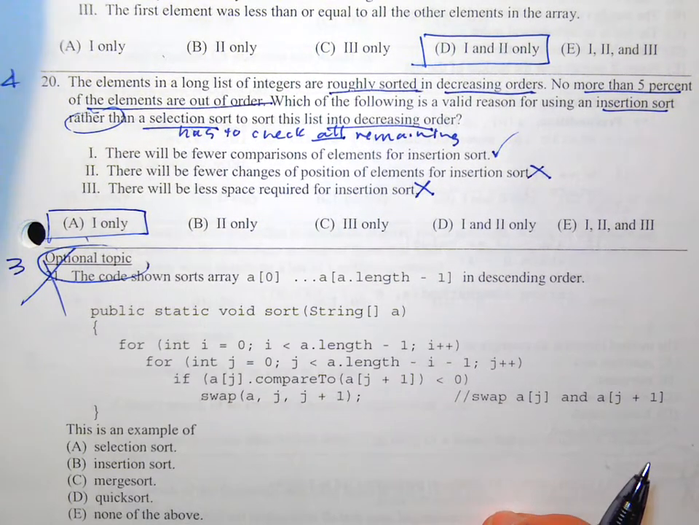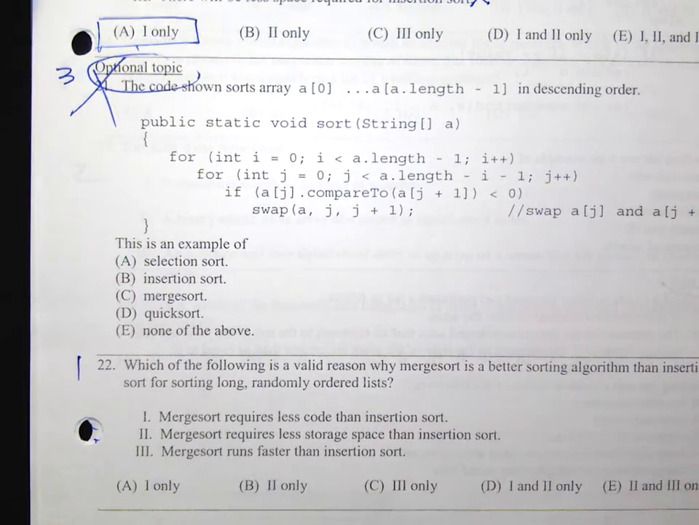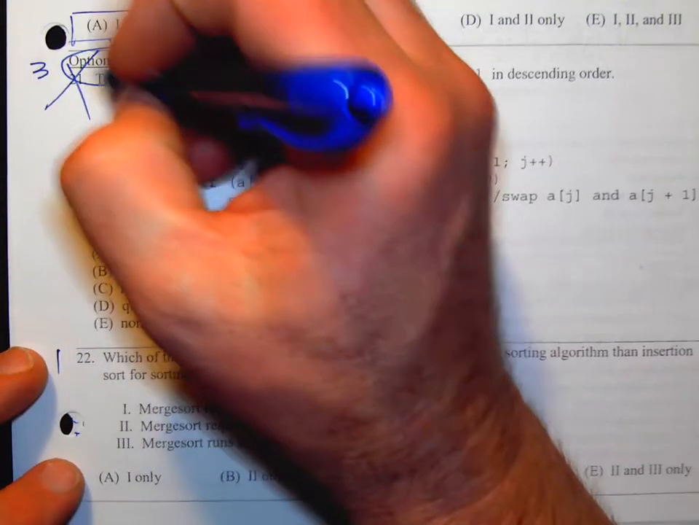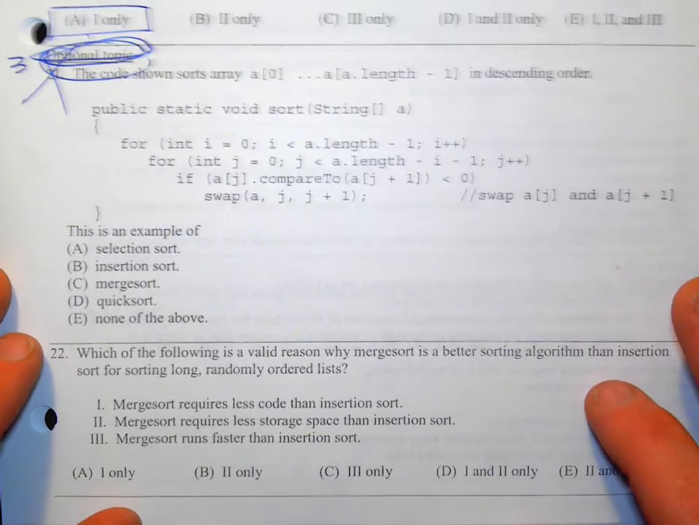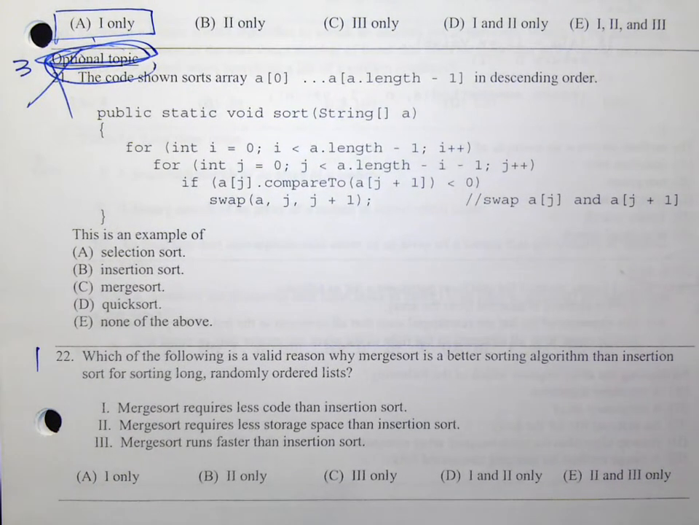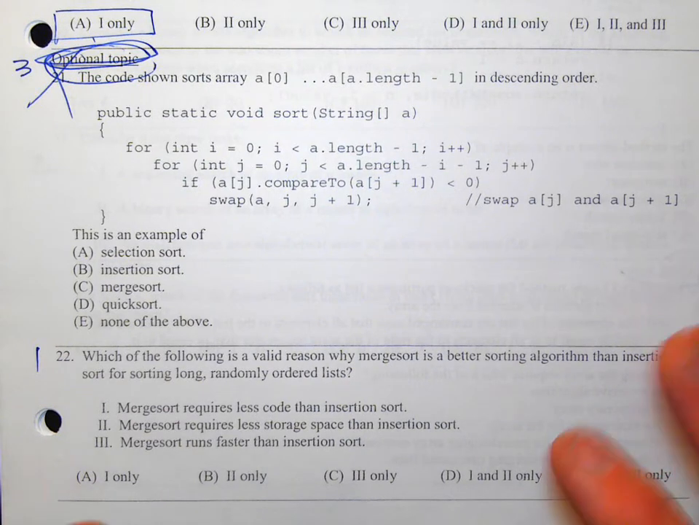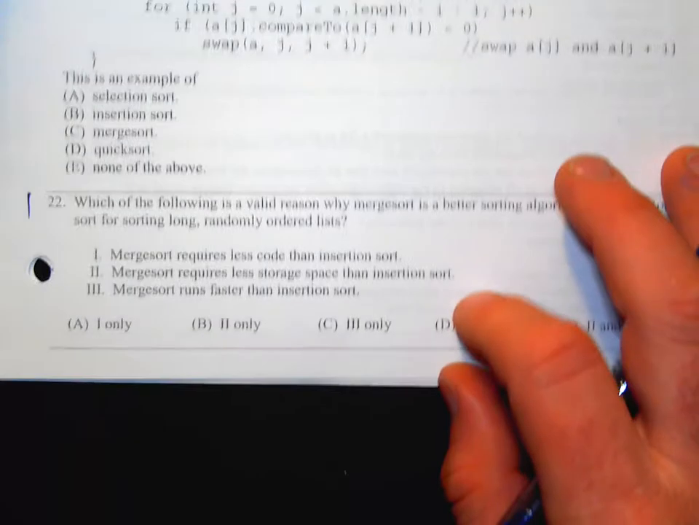Now, the optional topics, we're not going to bother with. It said optional topic. Those are going into some searching and sorting algorithms that are not covered on the AP Calculus, AP Computer Science A exam. So we're not going to talk about them here. We got enough on our plate as it is.